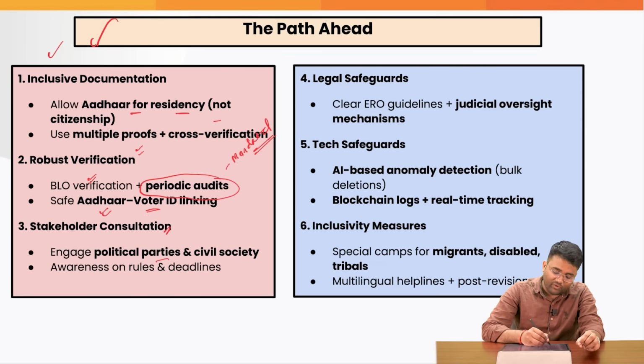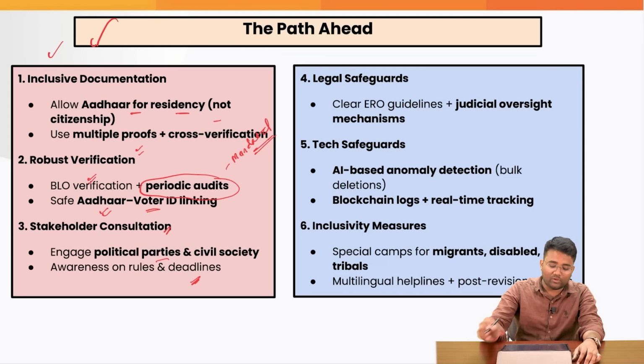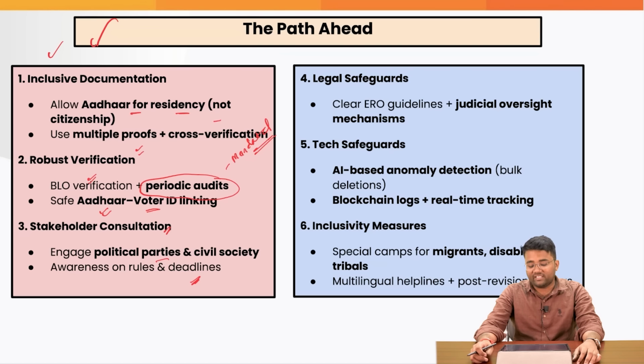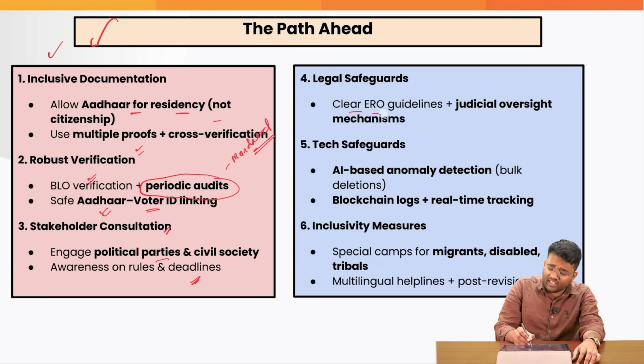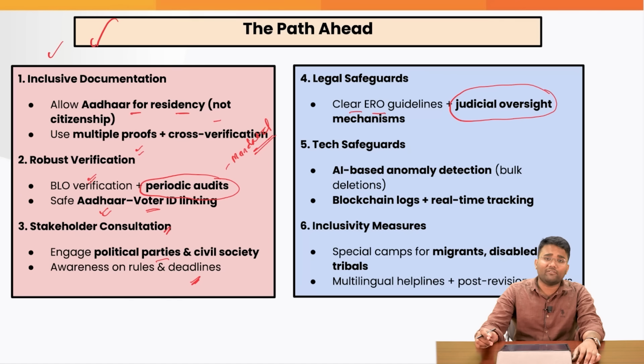There can be safe Aadhaar and voter ID linking, that is also a future thought that can be done. Stakeholder consultation. For example, we can engage the political parties and civil societies for the implementation of this. There can be awareness on the rules and the deadlines also, that will help in addressing the apprehensions. The legal safeguards, for example, there can be clear electoral roll related guidelines, and a judicial oversight mechanism, so that this process can be properly monitored by the judiciary to ensure that whatever the concerns are, they are addressed in a time-bound manner.